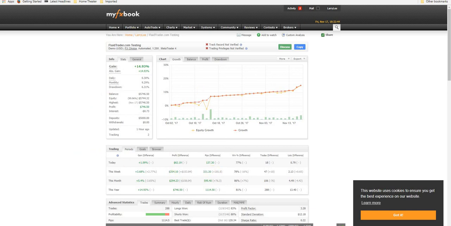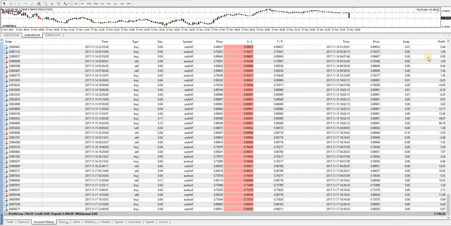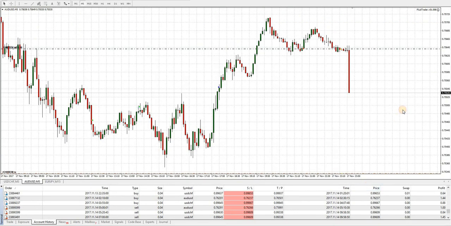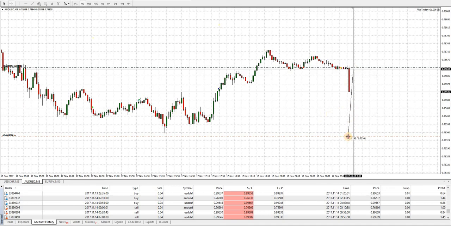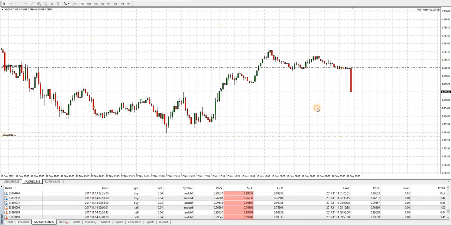All right, if you guys have any questions on FluidTrader, make sure you send them my way and I'll try to get those answered for you guys as soon as possible. Hopefully Sunday night we'll get a nice gap down to see these trades close out in a profit. Let me see what this is looking like. All right, so that's about 30 pip take profit level. We'll have to wait and see what happens with that.